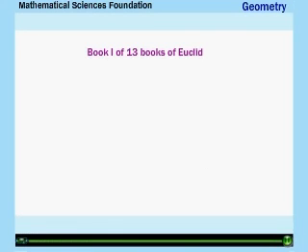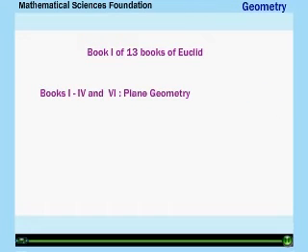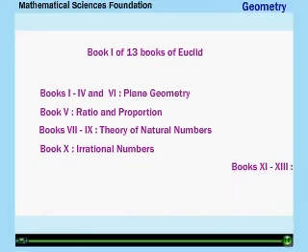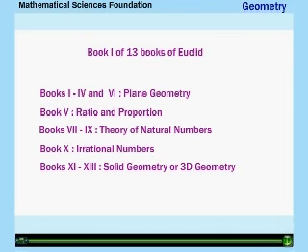As we go along in this lesson, we shall be looking at Book 1 of the 13 books of Euclid's Elements. Out of the 13 books of Euclid's Elements, the first 4 and Book 6 cover plane geometry. Book 5 is on ratio and proportion. Books 7, 8 and 9 are on the theory of natural numbers or number theory. Book 10 is on irrational numbers, and books 11 to 13 are on solid geometry or 3D geometry.